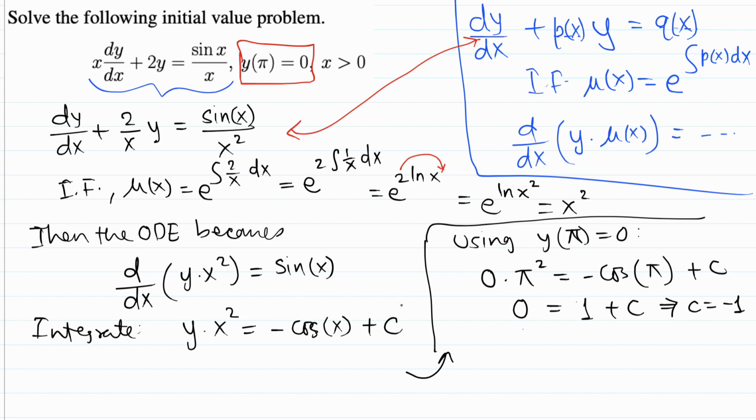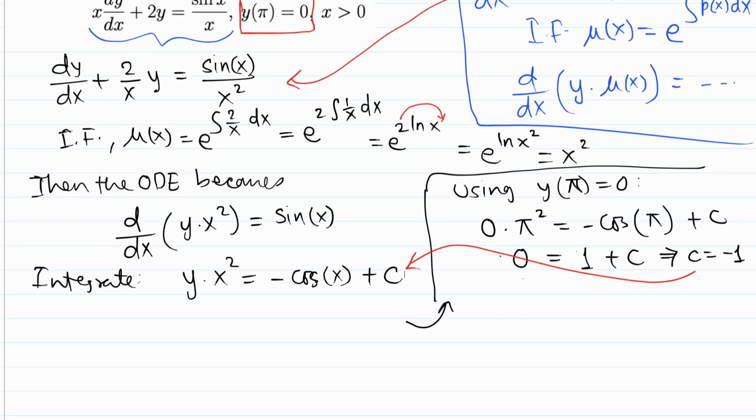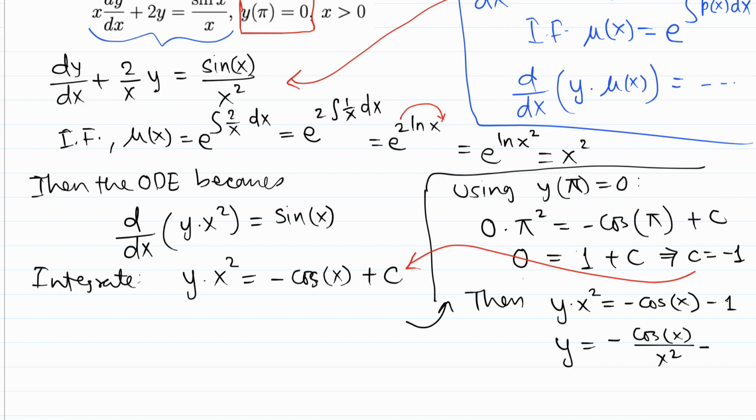Now we plug this c in here, and eventually we need to solve for y. Then we got y times x squared equals negative cosine x plus c, and c happens to be negative 1. Now divide both sides by x squared, so y equals negative cosine x over x squared minus 1 over x squared. Okay, that's the final answer.